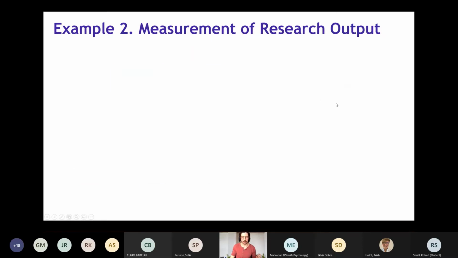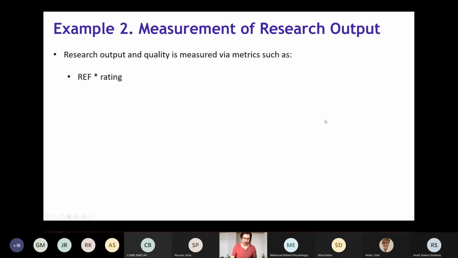The second example that I'm sure any researchers in the room will be familiar with is the measurement of research output through metrics. So the quality of research produced is measured through numbers such as the star rating for the REF papers, so the 3-star, 4-star papers that are used in the UK exercise of assessing research quality at universities, the number of citations that research gets, altmetrics, which are about how much impact research is having on social media or in the news, journal impact factors and journal rankings, so whether the places that you're publishing your research are good.